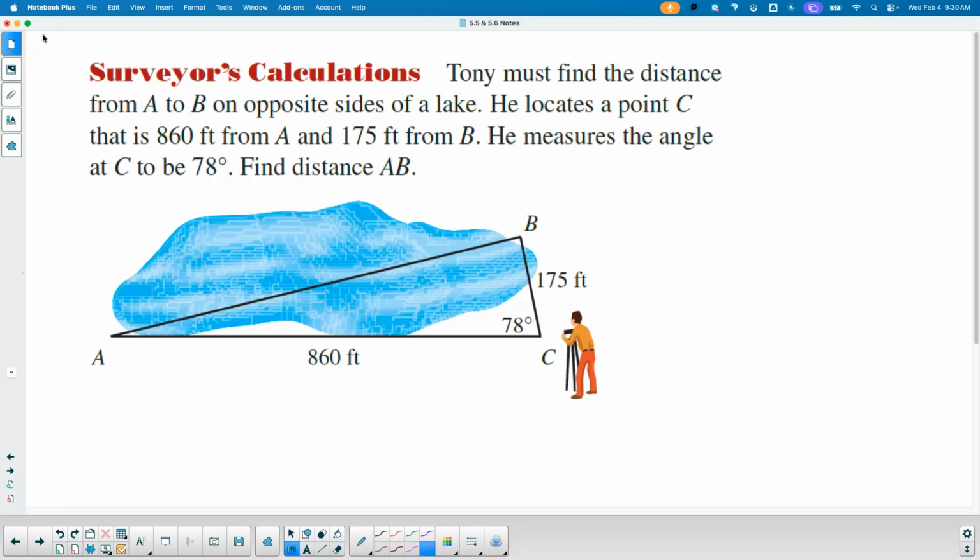So Tony must find the distance from A to B on opposite sides of a lake. He locates a point C that is 860 feet from point A and 175 feet from point B. He measures the angle at C to be 78 degrees. Find the distance A to B.